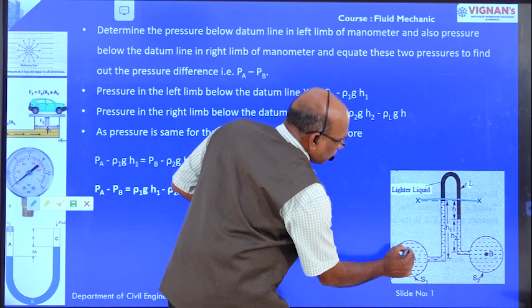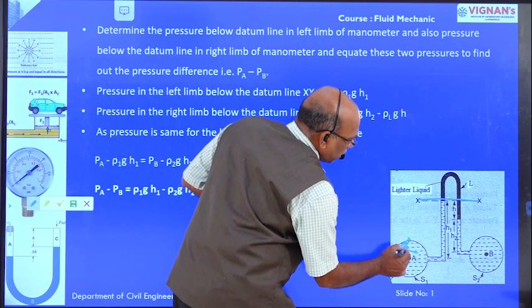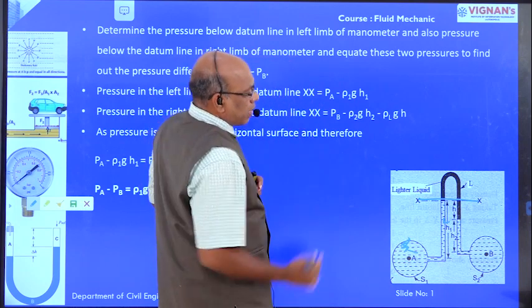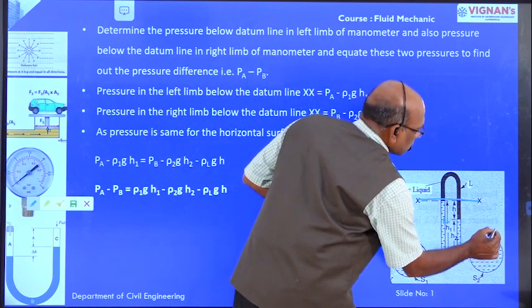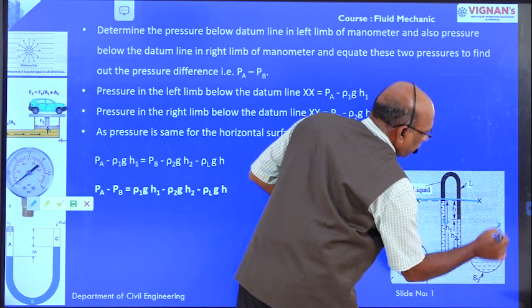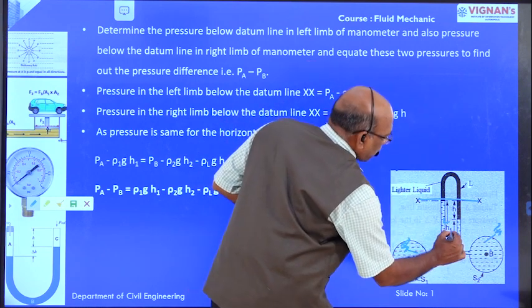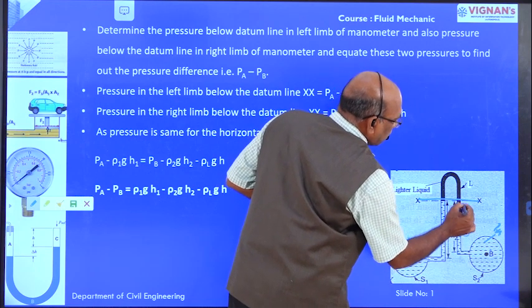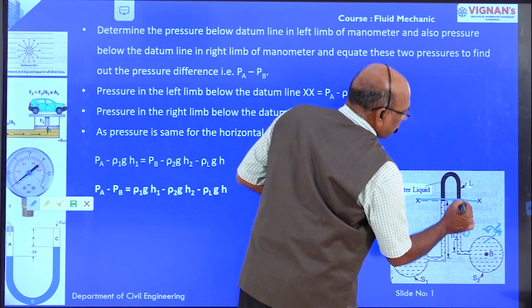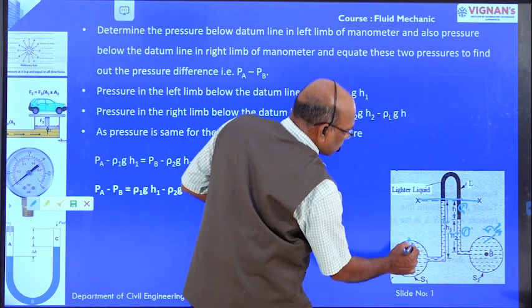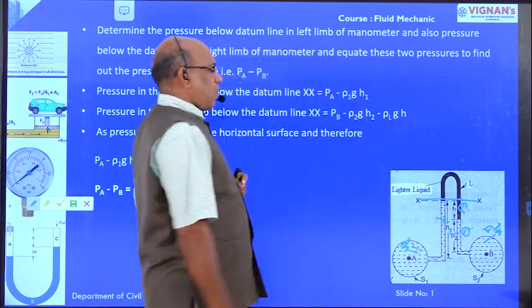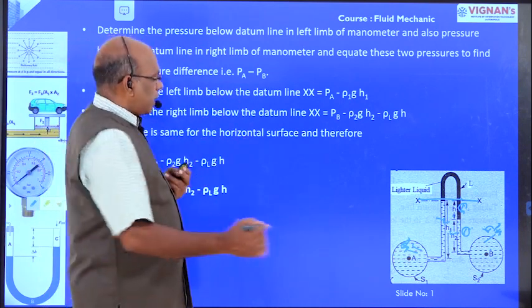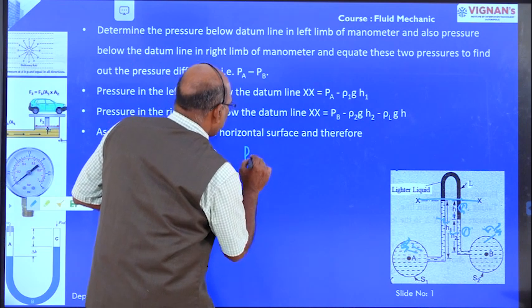On the left side, one is the pressure at point A, that is PA, and another pressure is because of the column H1. On the right side, one is the pressure PB at point B, one more pressure is because of the column H2, and one more pressure because of the column H. Pressure 1 and pressure 2 are on the left side; pressure 1, pressure 2 and pressure 3 are on the right side.